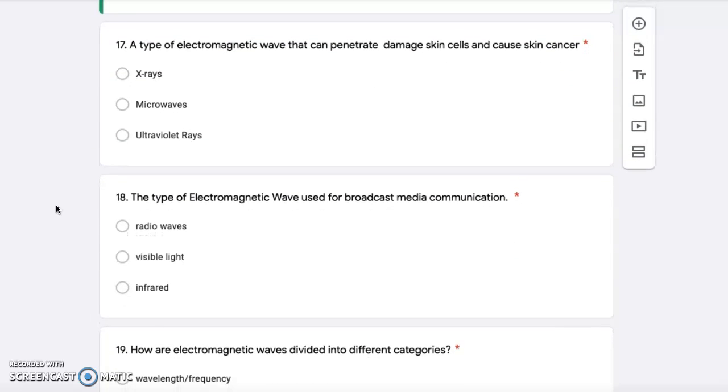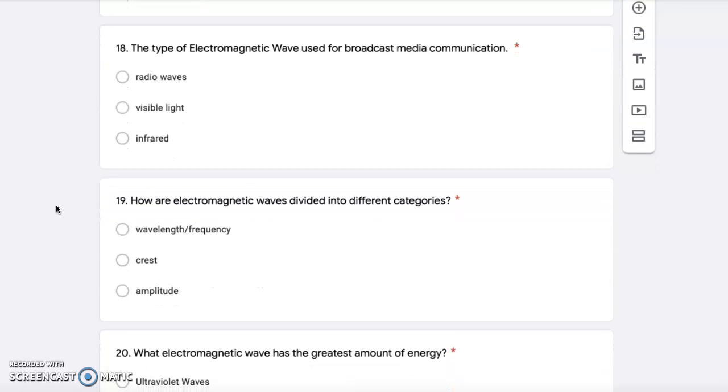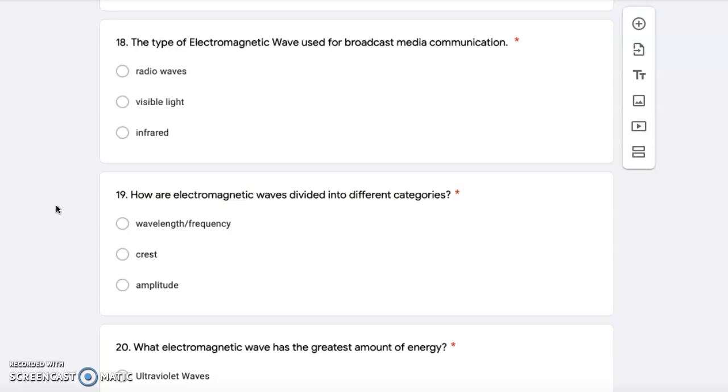Number 17. A type of electromagnetic wave that can penetrate damaged skin cells and cause skin cancer. X-rays, microwaves, or ultraviolet rays. Number 18. The type of electromagnetic wave used for broadcast media communication. Radio waves, visible light, infrared.